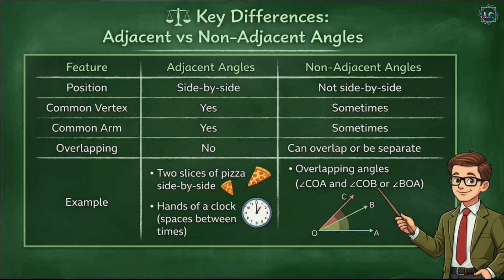Now let's understand with examples. For adjacent angles, think of two slices of pizza placed side by side, or the hands of a clock. The space between them forms adjacent angles. For non-adjacent angles, consider overlapping angles like angle COA over angle COB or angle BOA. Here, one angle lies over another, which makes them non-adjacent. So the key idea to remember is simple. Adjacent angles are always side by side without overlapping, while non-adjacent angles are not side by side and may overlap. This is the main difference between the two concepts.